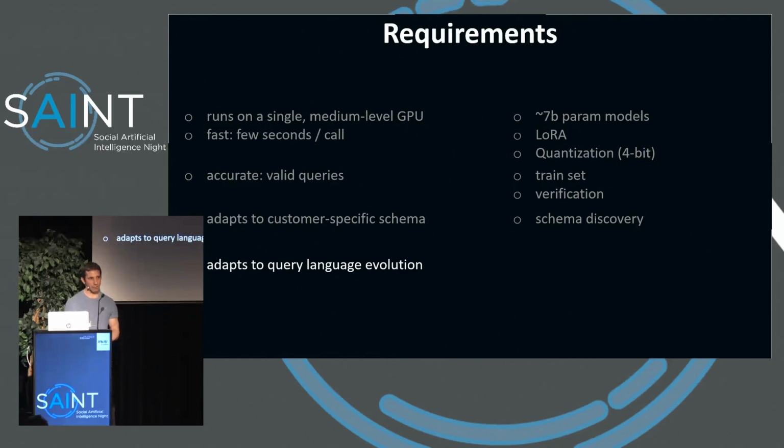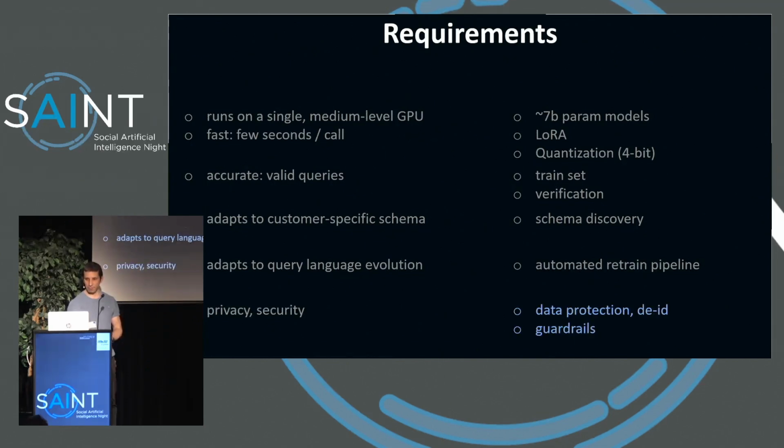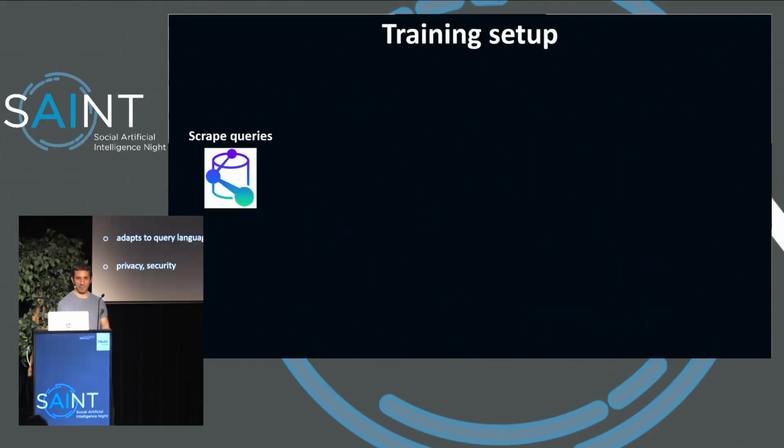We wanted to be able to adapt to how our query language evolves, because all the time we keep adding new commands, new functions, for example. This we achieve by retraining regularly, and that's only possible if this is to a large degree automated. So we have an automated retrain pipeline that is triggered every few weeks to produce a new model. And of course, we care about privacy and security. We heard a lot about that already in the previous session.